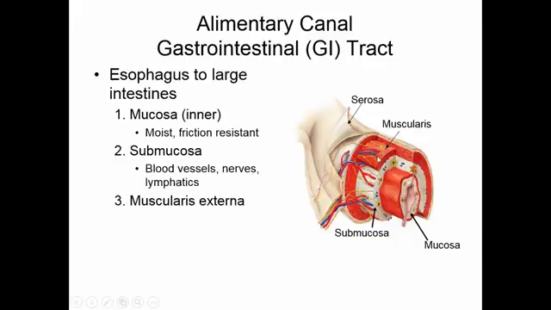Then we have the muscularis externa. This is a double muscle layer. One layer goes around and the other layer goes longitudinally, and this is smooth muscle. And the serosa is the outer layer. This is connective tissue. The connective tissue that lines the abdominal cavity and also covers all of the organs in the abdominal cavity is known as the peritoneum. And the peritoneum is what makes up the serosa.